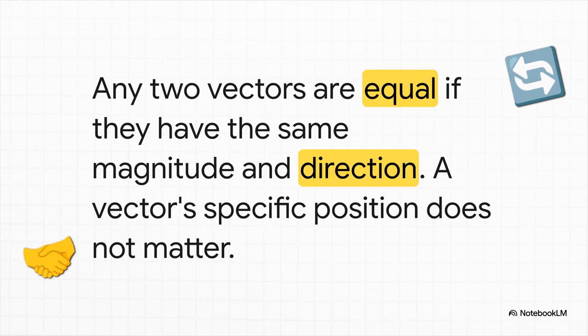Now here is a really important idea, and it might feel a little strange at first. A vector doesn't care where it is in space. As long as two arrows have the exact same length and point in the exact same direction, they are considered the exact same vector. It doesn't matter if you draw one in New York and one in Tokyo. If they're the same length and point the same way, they're identical.